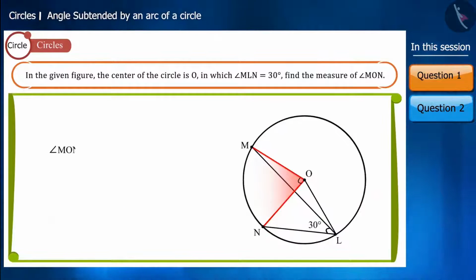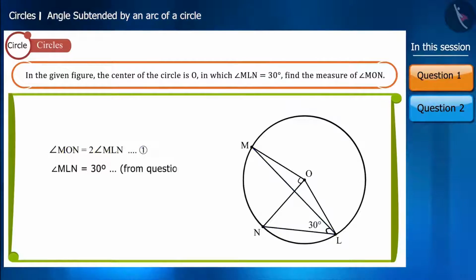So, the angle MON will be double the angle MLN. We can write it as such. Now, by substituting the measure of angle MLN in the equation, we will get angle MON equal to 60 degrees. Let's move on to the next question.